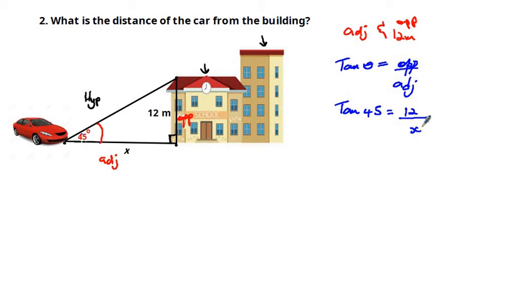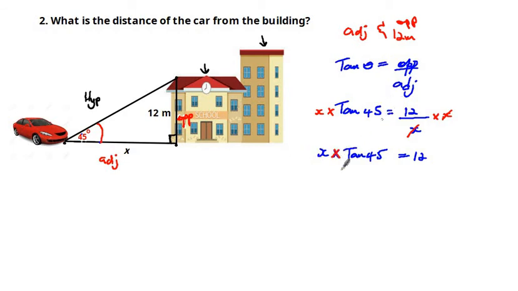Alright, so in this case, how can we get x by itself here? Right, we have to carry out a few things. So we can remove x by multiplying this side by x and this side by x as well. The x's will cancel right there. Alright, so we are now left with, let me write this out explicitly, x times tan 45 equal 12. Remember, we need to isolate the x.